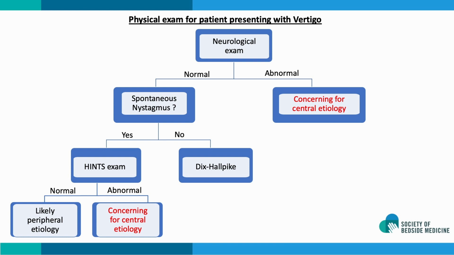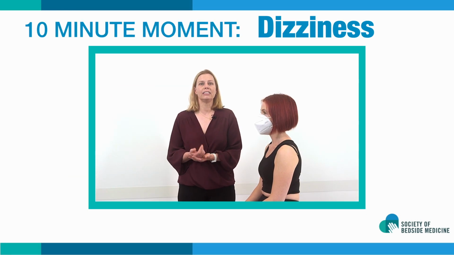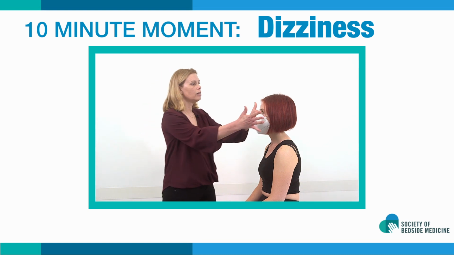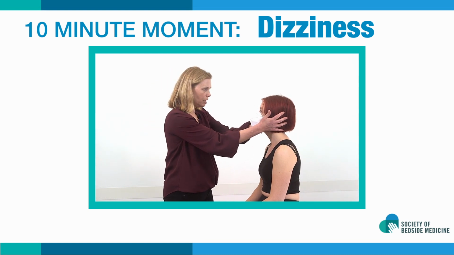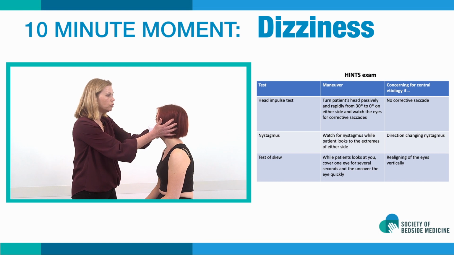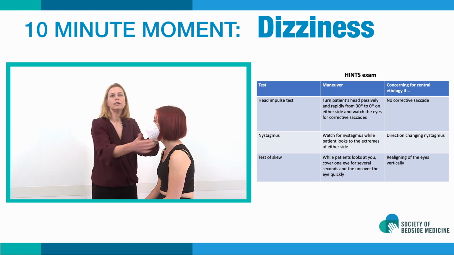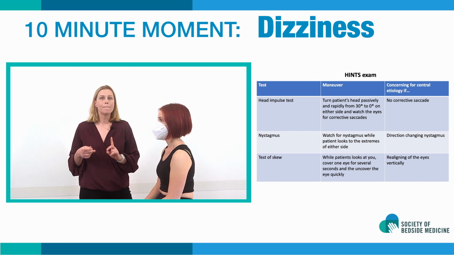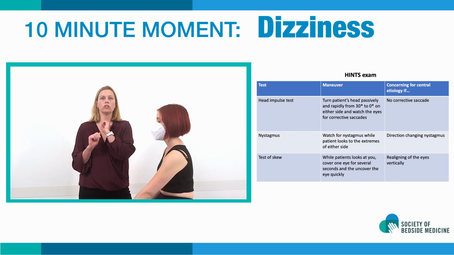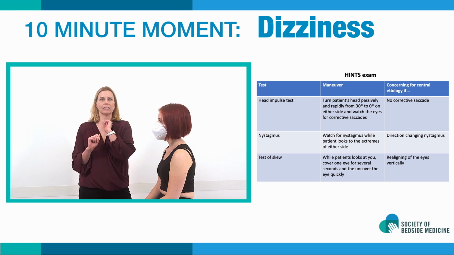Let's start with a HINTS exam. The first test is the head impulse test. I'm going to cradle your head in my hands. I want you to look at me. Keep on looking at me, and I'm just going to move your head around. Excellent. The normal response is that the eyes remain on the target. The abnormal response is that the eyes are dragged off the target by the head turn, followed by a saccade back to the target. Now, a patient with a peripheral cause of vertigo will have an abnormal head impulse test. Thus, an abnormal response is good.